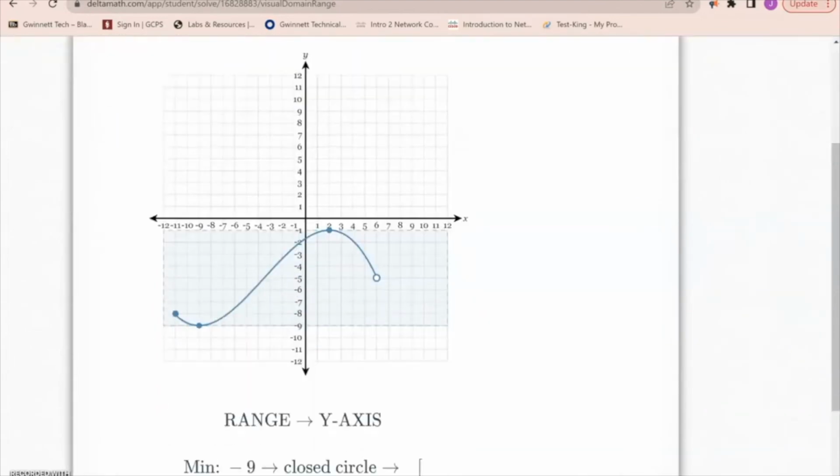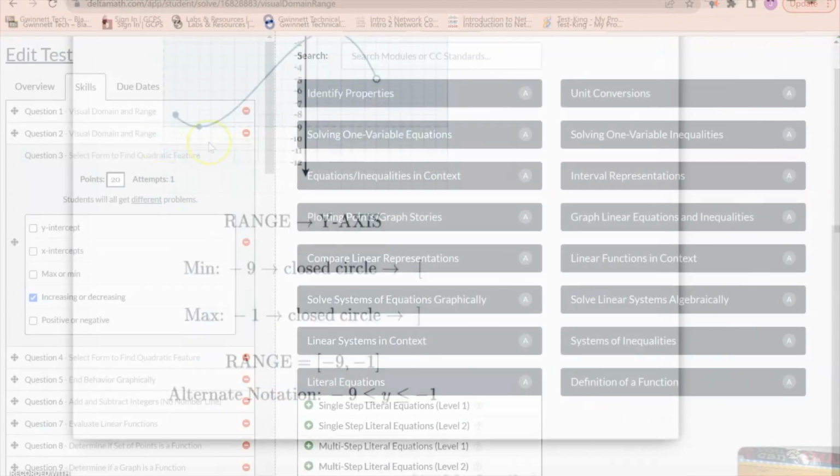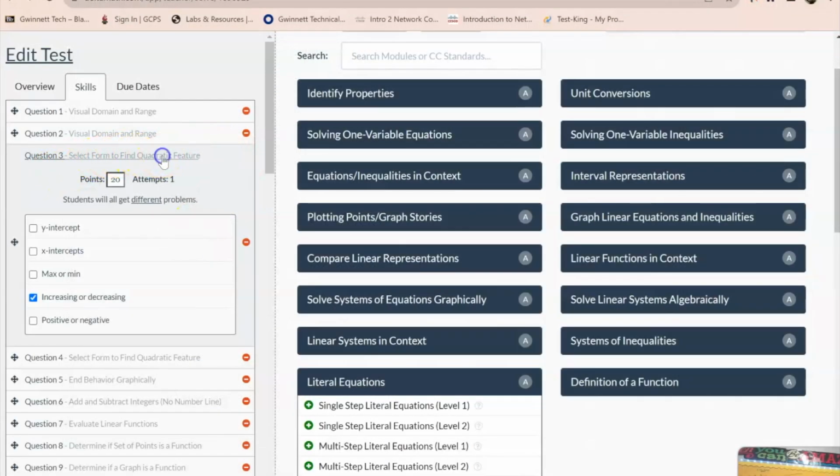All right, range. I'll do this one more time. Bottom to top. The bottom of the graph is right here, -9. The top of the graph is not here, it's up here. Top is -1. And at this point, there is a blue line. These dots aren't original in the graph, but the blue line goes through it. So it's closed, closed. All right, so I want to take a look at select form to find quadratic feature.